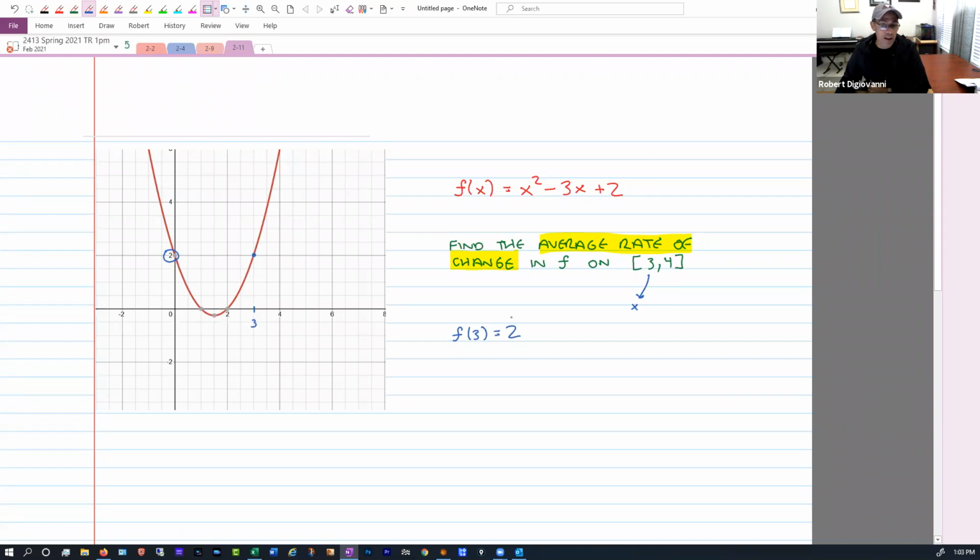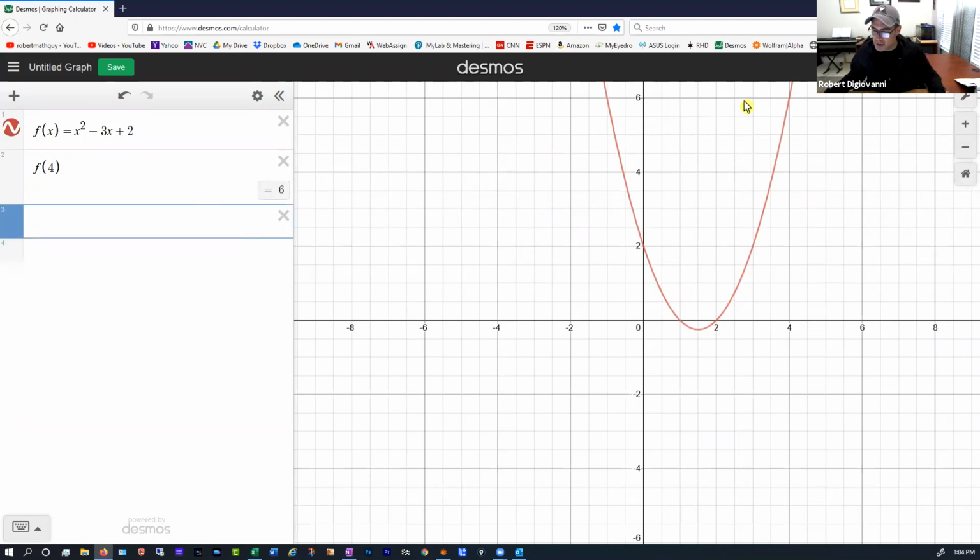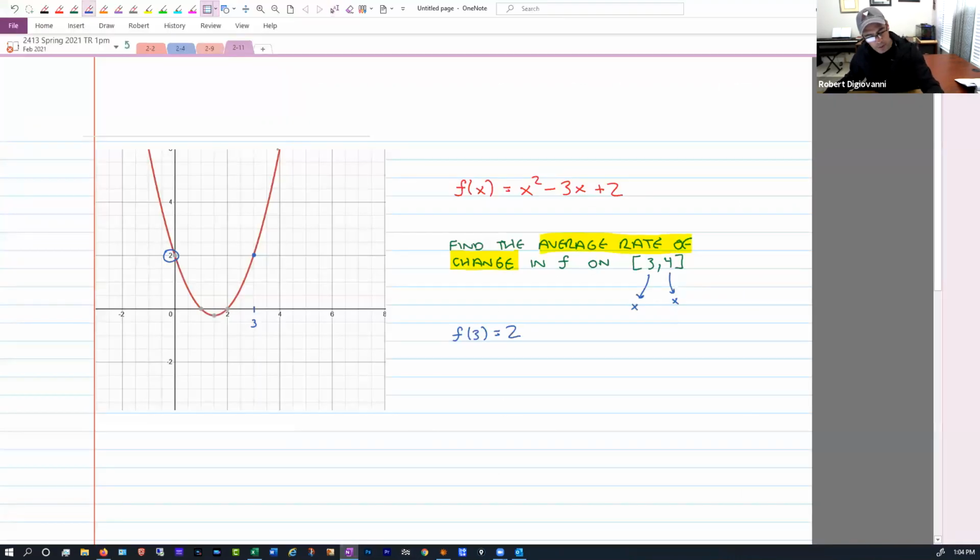Okay, now let's look at the next endpoint. The next endpoint is this x, 4. If we let x be 4, I didn't do a good enough screenshot here. At 4, we're at 6. So I'll go back here and fill it in. Up here, when we plug in 4, we get a value of 6. So we know that when we plug 4 into the function, we get 6.